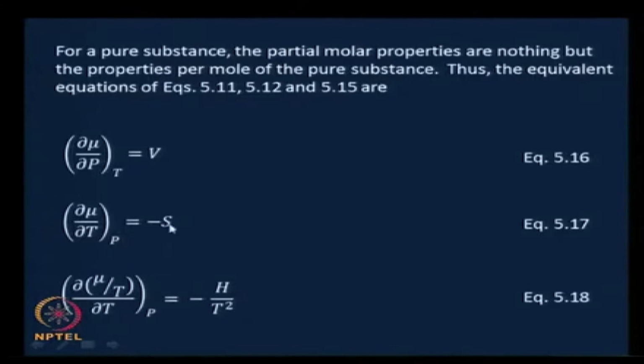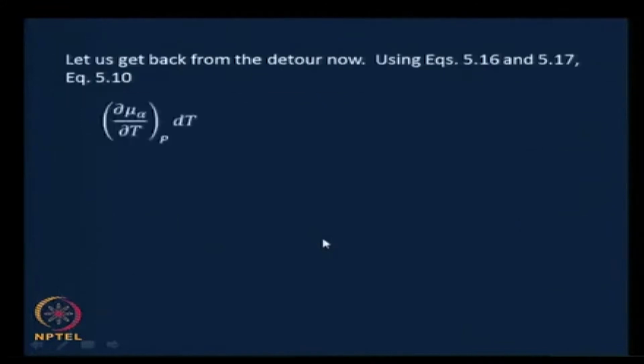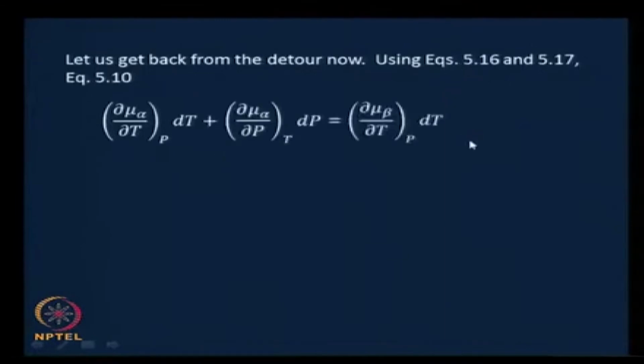This is where we left off last time, and now we will substitute these. Remember, this was a detour. We will go back from the detour to considering the case of equilibrium of a pure substance between two phases. This was the equation that we had gotten by equating d mu alpha equals d mu beta, and this was equation 5.10, at which point we took a detour. Now we are going to substitute for these expressions in terms of 5.16, 5.17.